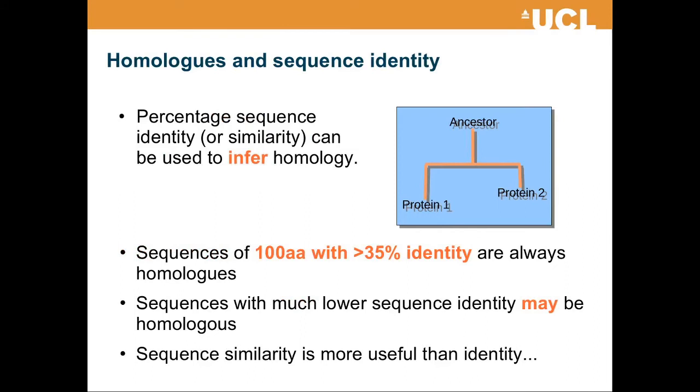So given that we can measure percentage sequence identity or similarity, we can use that to infer homology. So if we see two sequences that are related to one another, then we can infer that they descended from a common ancestor. So sequences of at least 100 amino acids in length with at least 35% sequence identity are always homologs, but we can see sequences with much lower sequence identity that are also homologs. Sequence similarity, where we take account of the similarity between individual amino acids, is more useful than sequence identity.